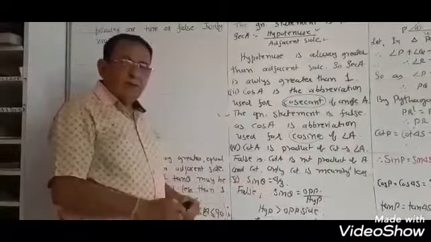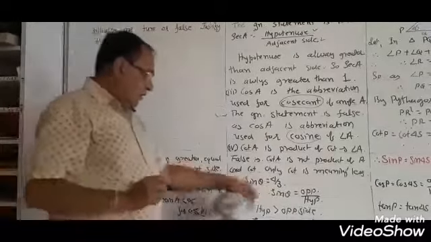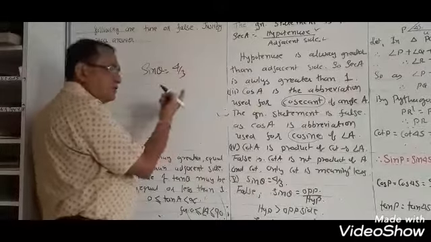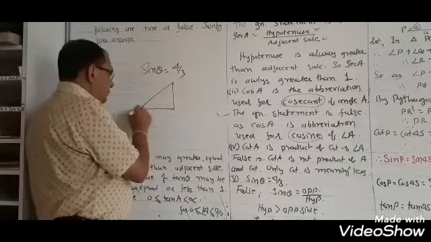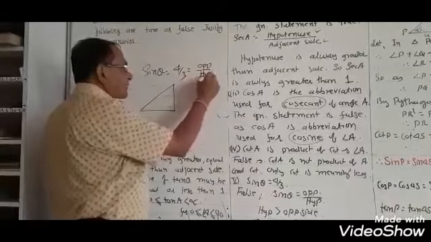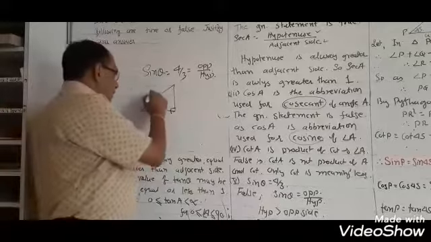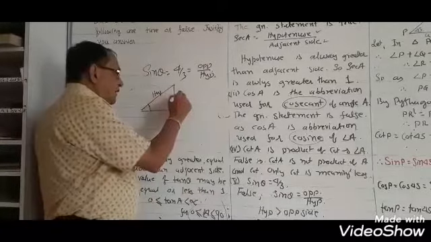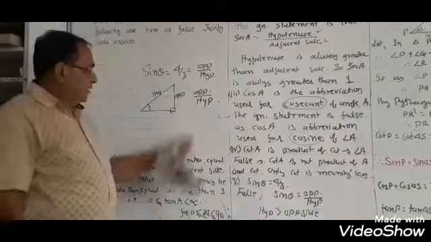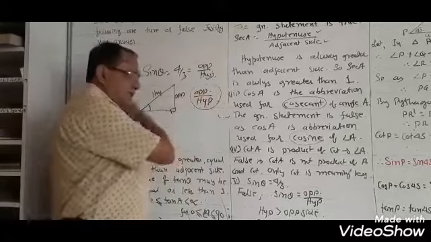Sin theta is equal to 4 upon 3. That is wrong. Why is it wrong? Because sin theta is equal to opposite side upon hypotenuse. In a right triangle, with 90 degrees, the other angle is acute. Opposite side is always less than the hypotenuse. So it is less than 1.